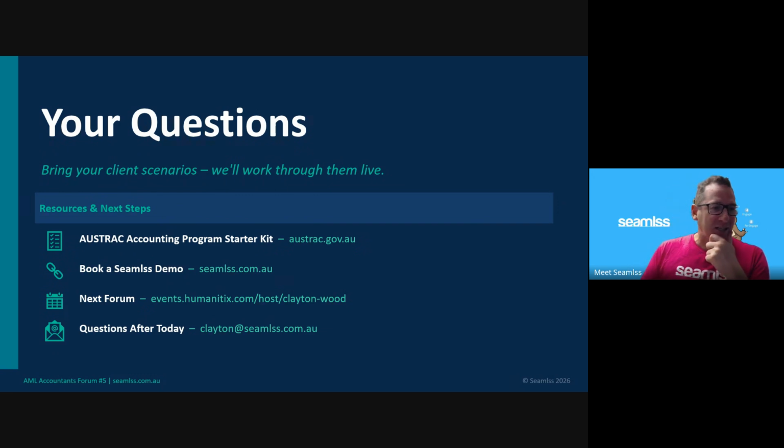So, doing initial CDD on all clients we onboard? Well, that's a no. You're only doing it on designated services. While you could trigger it for all clients as a part of your IDV and biometric checks when you're doing it with Seamlss, I think it's probably not required. Just do it on the ones where you're going to do a designated service.